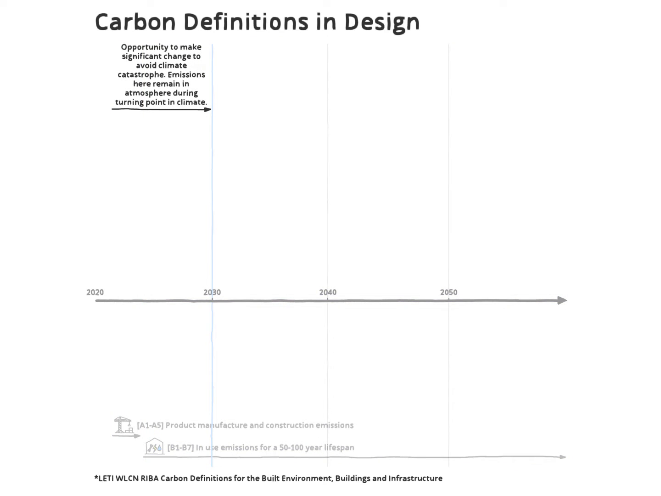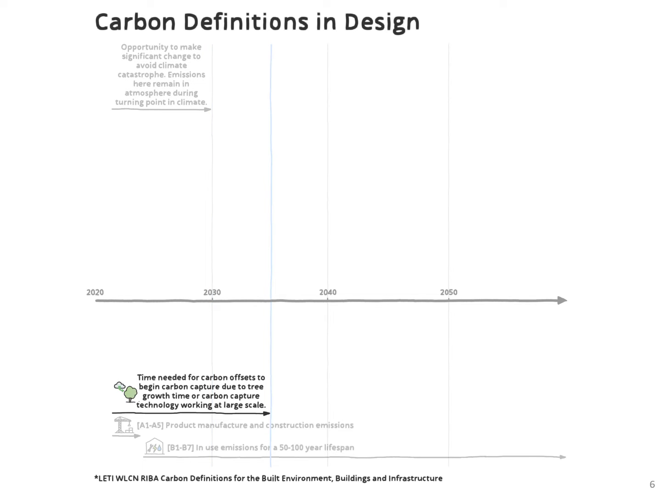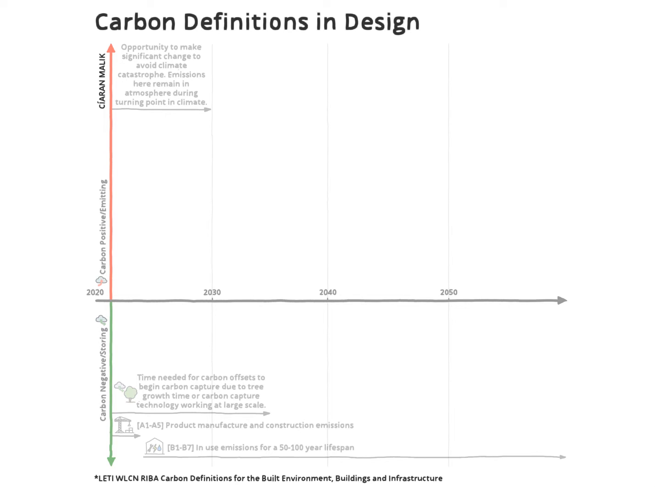As a planet, we have a limited time to make the changes needed to avoid a climate catastrophe. And offsets are important, but they take time to actually capture carbon. For this diagram, the y-axis shows carbon emissions. The higher up the graph from the timeline, the more carbon that's been released. The lower below the timeline, the more carbon that's been captured.